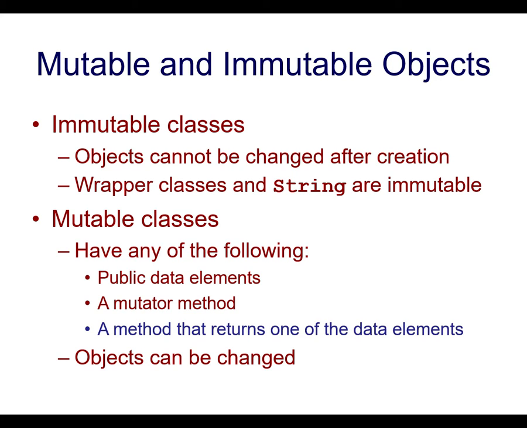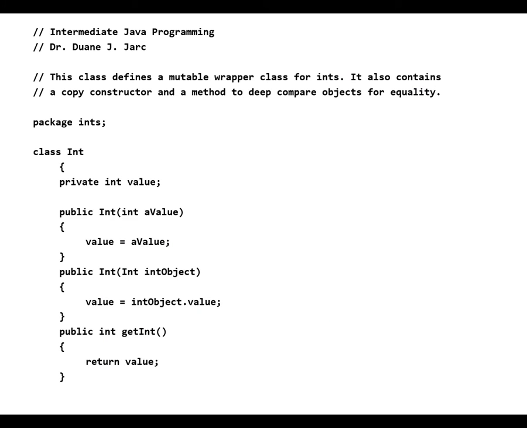The final way a class can become mutable is the most subtle. If a class has an accessor method that returns a reference to one of the instance variables of the class, and that instance variable is a mutable object, a client can retrieve a reference to such an instance variable and modify it. When a class has any of these three features, it means the objects of that class can be changed after they are created, so they are mutable objects.